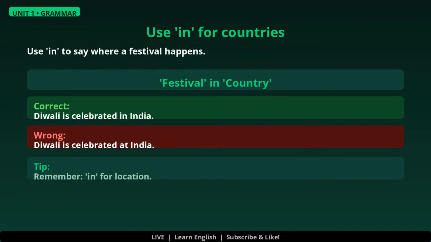Grammar tip for you. Use in for countries. Use in to say where a festival happens. For example, Diwali is celebrated in India. A helpful tip, remember, in for location.